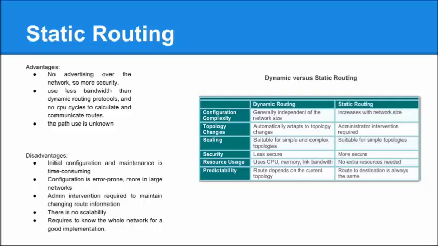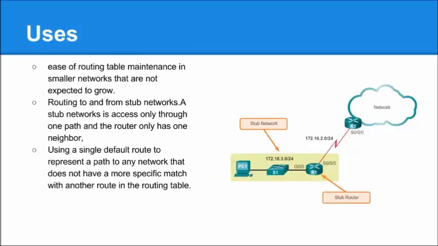Some advantages are that this path used is unknown and also not advertised over the network, so more security is given. However, the initial configuration and maintenance is time-consuming. This is because static routing cannot learn any changes over the network, so it needs to be manually and constantly updated. Static routing is used to summarize routing tables. Also, it gives the network the capacity to respond when there is a failure in communication between points.